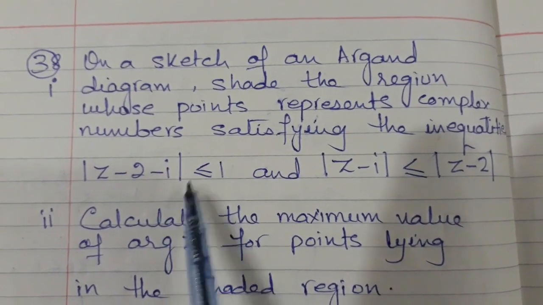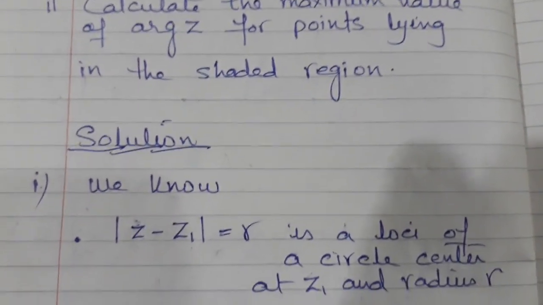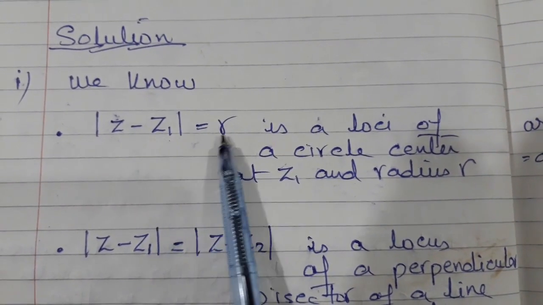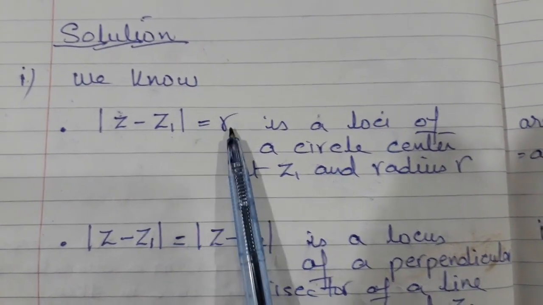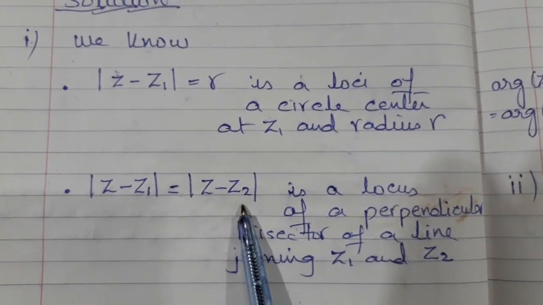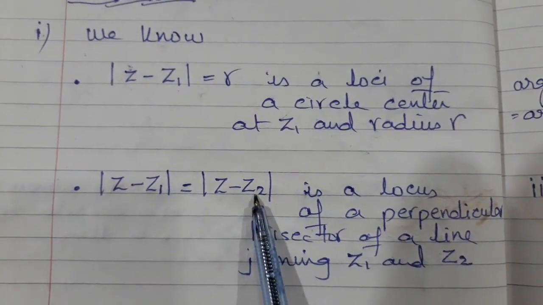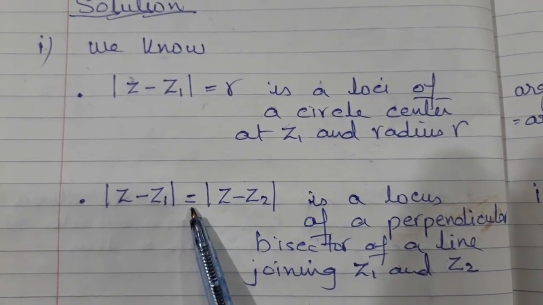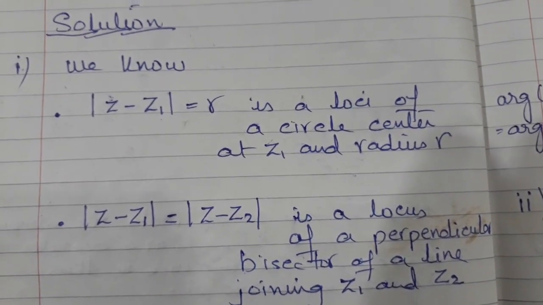We need to understand the meaning of these two loci first. If you remember, in the previous videos we have seen when a locus is written like this, modulus of z minus z1 equals r, it means we are talking about a circle which has a center at z1 and radius r. And in this form, it is a locus of the perpendicular bisector of the line joining z1 and z2. So these are the two forms given in the question, and we will draw their Argand diagrams separately, and later we will join them in one diagram.